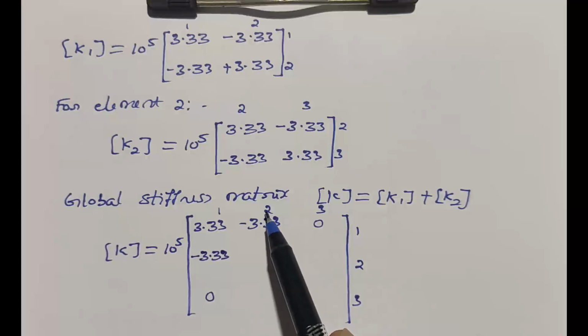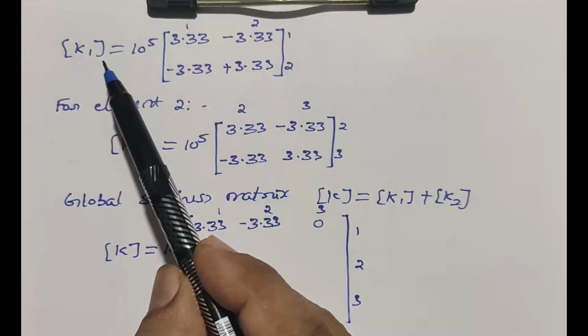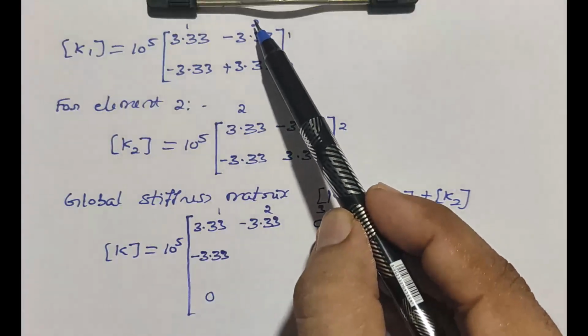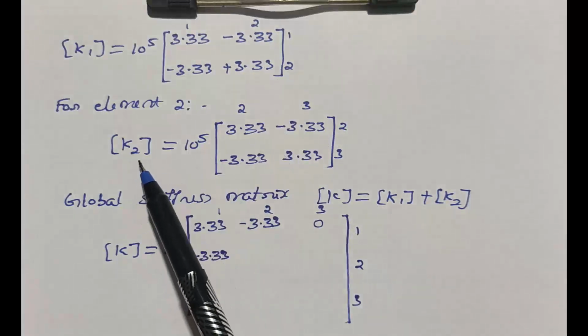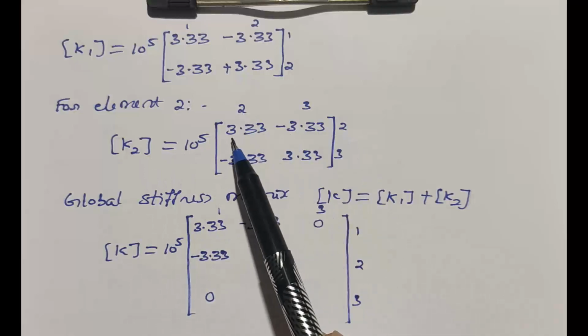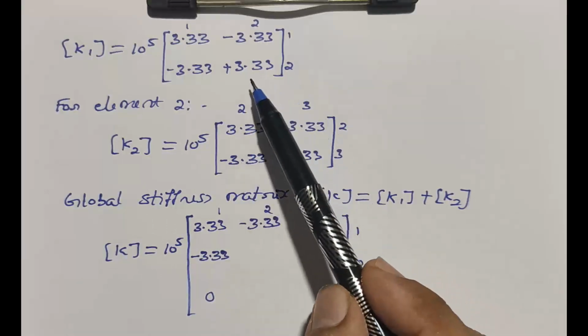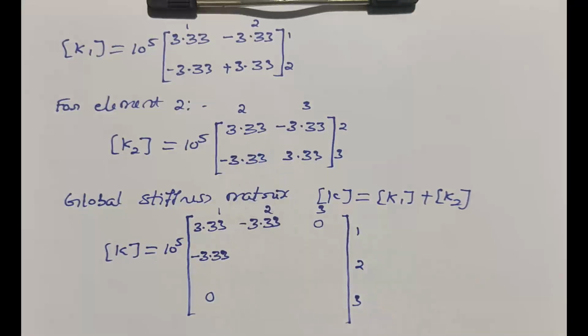Next we need the element corresponding to 2 and 2. See the elemental stiffness matrix of the first element. Here the element corresponding to 2 and 2 is 3.33. Similarly in K2 the element corresponding to 2 and 2 is 3.33. Therefore, here you have to add 3.33 and 3.33. It becomes 6.66. So the element corresponding to 2 and 2 is 6.66.